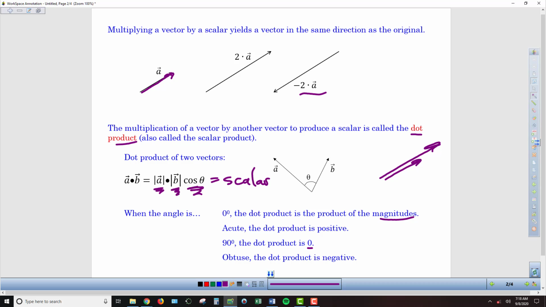Interestingly, if we get a dot product of 0, that means that the vectors are perpendicular to each other, because the cosine of 90 is 0. And then finally, if we have an angle that's bigger than 90 degrees, something between 90 and 180, the angle is obtuse, then we know the dot product is going to turn out to be negative, because cosine is negative in the second quadrant.